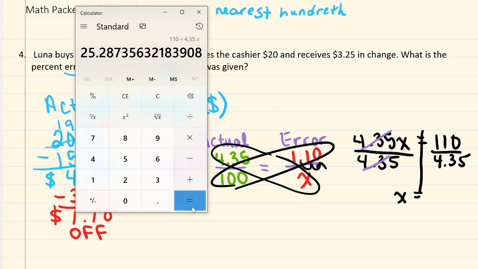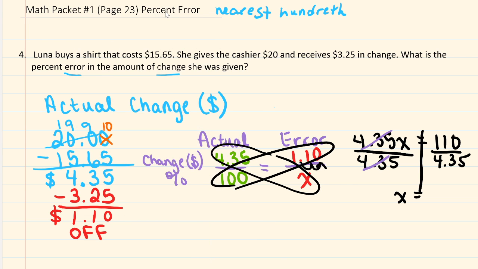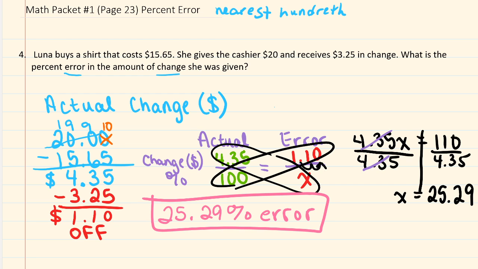Okay. Since we're supposed to round it to the nearest hundredth or second decimal place, this 7 would round the 8 up to a 9. So it's going to be 25.29. And if you look back at the proportion, X represented the percent error. So that means we had a 25.29% error. And that's all for this problem.